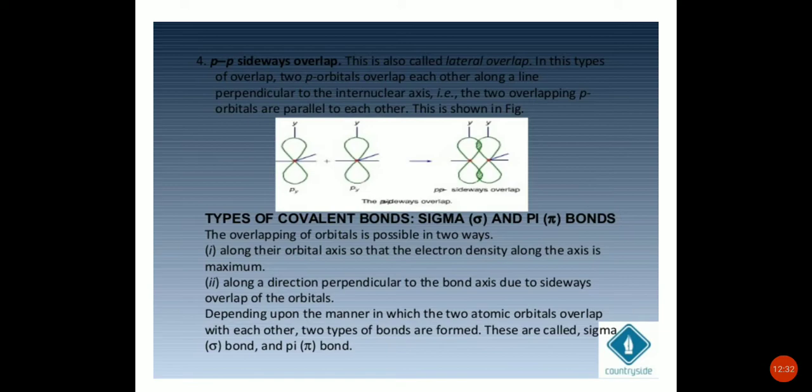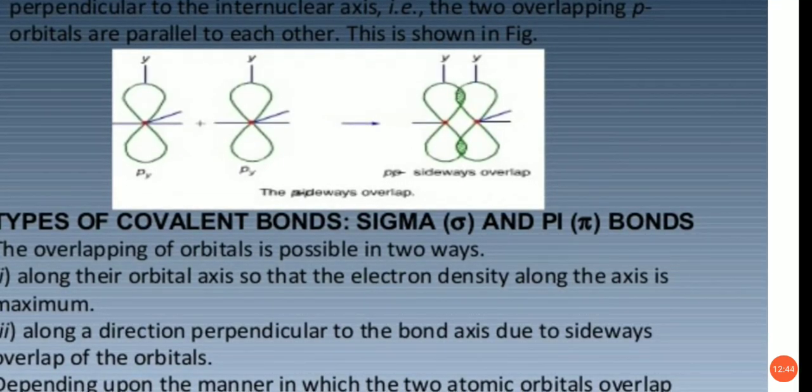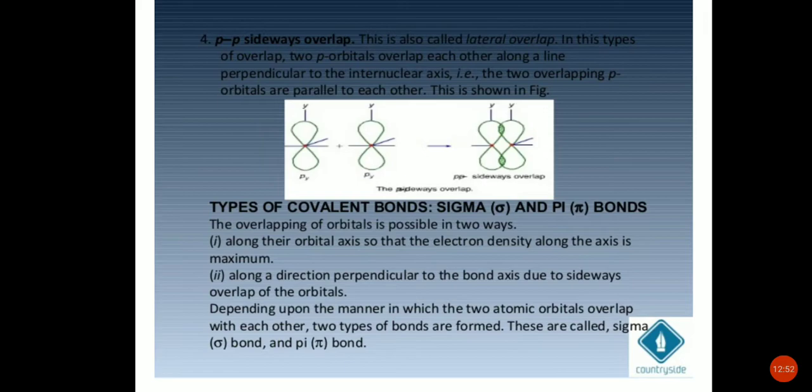On the basis of internuclear overlapping and sideways overlapping, we can classify covalent bonds into two main categories: sigma bond and pi bond. The symbols are given here: sigma, the small Greek sigma symbol, and pi, the mathematical pi symbol, okay. The overlapping of orbitals is possible in two ways that we have already discussed: along their orbital axis, so that the electron density along the axis is maximum, and the second one is along the direction perpendicular to the bond axis due to the sideways overlapping.